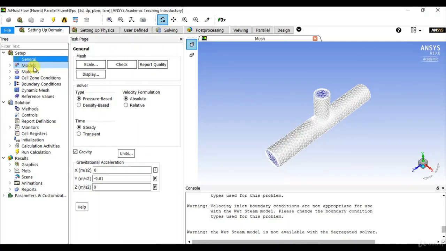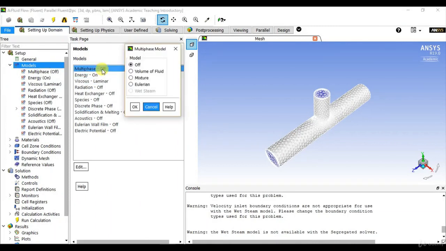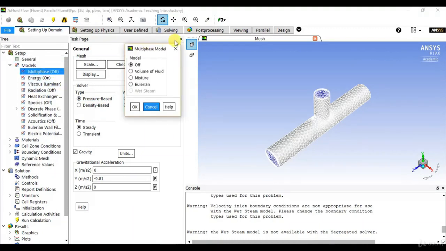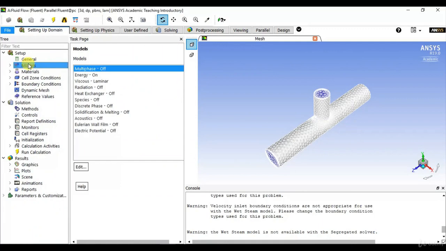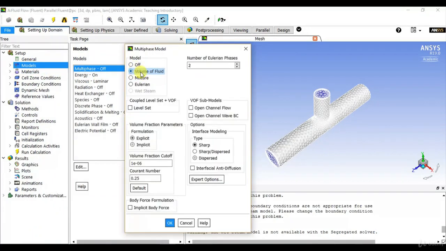Now go on model, select multiphase. As you can see, there are 4 models. Wet steam is density based, the other are pressure based. Now pressure based is activated, select multiphase, actually go on model, then select multiphase and activate volume of fluid.